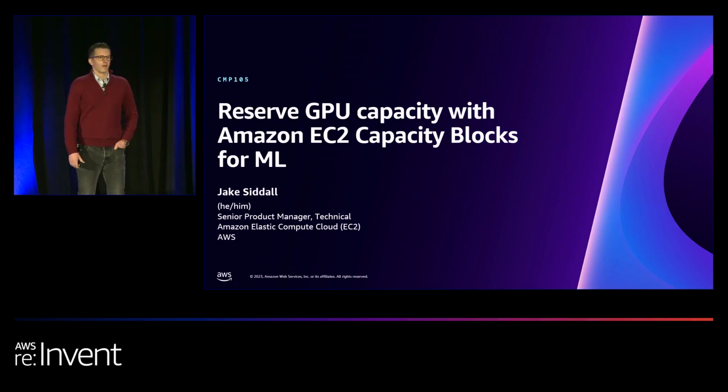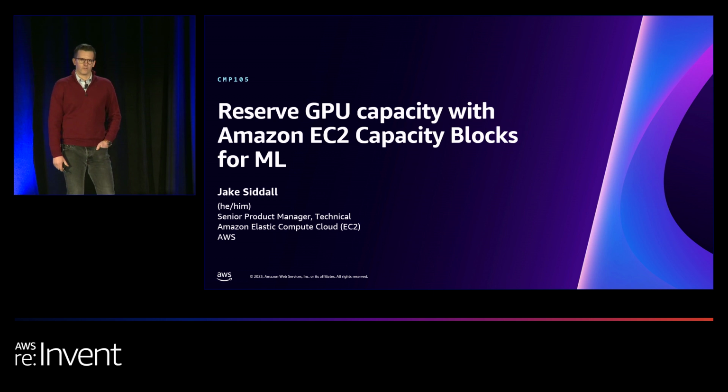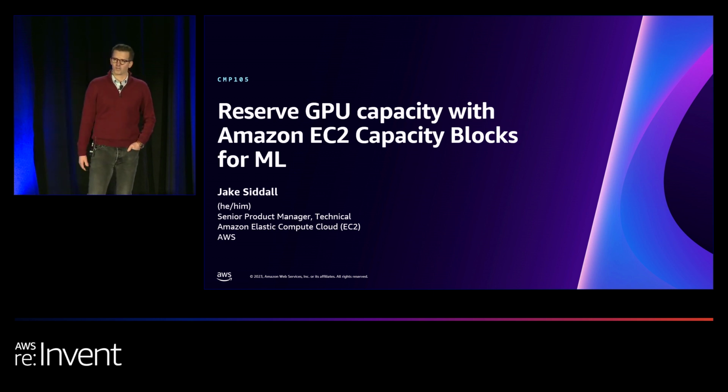So just to make sure you're all in the right place, this is CMP105. We're going to talk about how to use capacity blocks, which is a new EC2 provisioning option to get GPU capacity to run machine learning workloads. We'll also talk a bit about how capacity blocks work with EKS as well. And just as an introduction, my name is Jake Siddle. I'm a product manager within EC2. I'm part of the capacity products team, and I'm the product manager for this new capacity blocks product.